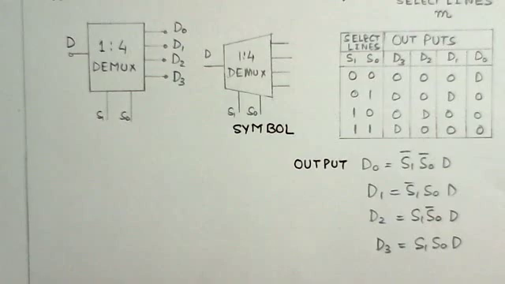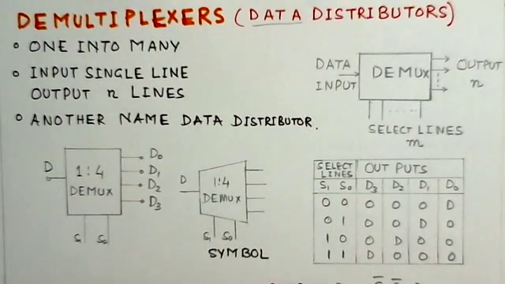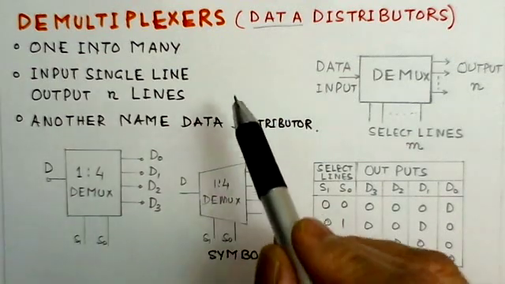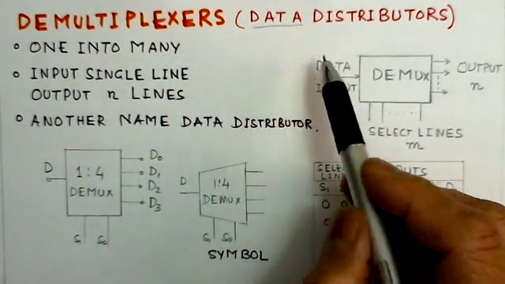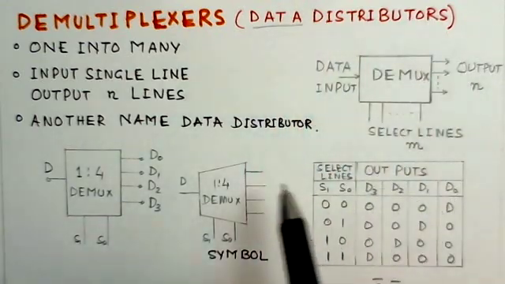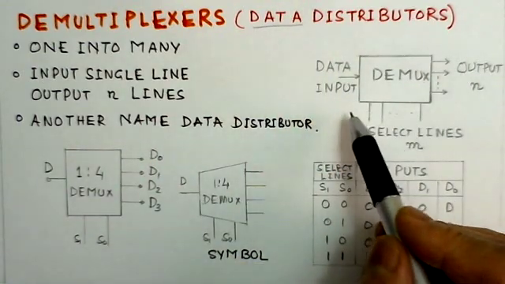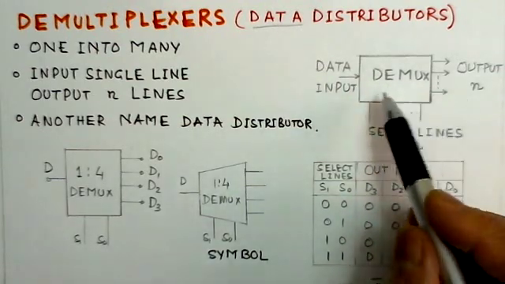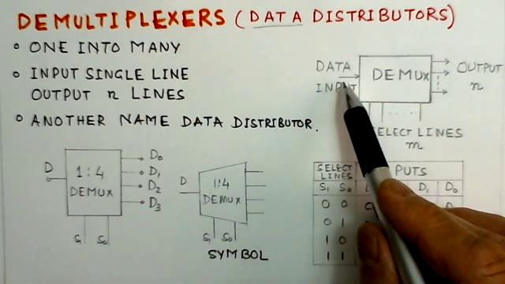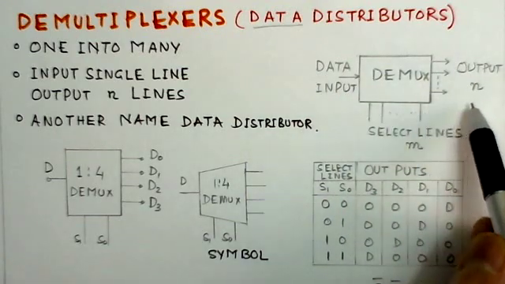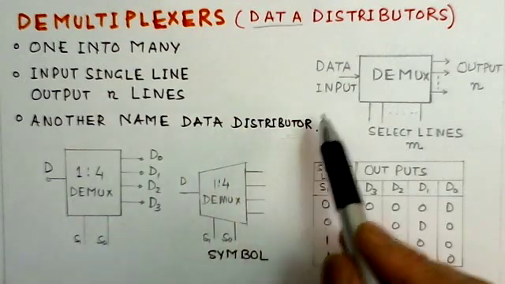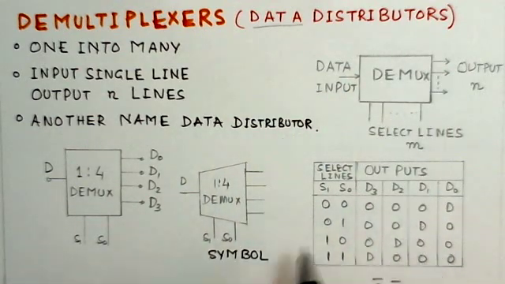Now the other topic is the demultiplexer. It's just the inverse of a multiplexer. It's also said to be a data distributor, and this circuit is said to be one into many, because in a multiplexer there were more inputs and one output. It is the other way here. There is one input and multiple outputs, and there are corresponding select lines. Another name for this is a data distributor.